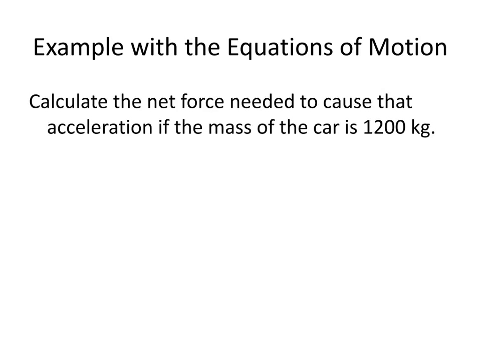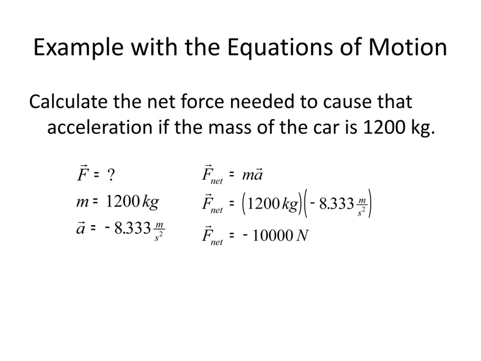Now to calculate the net force needed to cause the acceleration, we know the mass of the car, and we have our acceleration now, so we'll use those as given values. Our unknown is the net force. So we'll use Newton's second law arranged this way to get F net by itself. So we substitute in the value for mass and our acceleration, and again we get a negative value when we work that out, which tells us that the net force is also backwards. In this case, 10,000 newtons backwards.